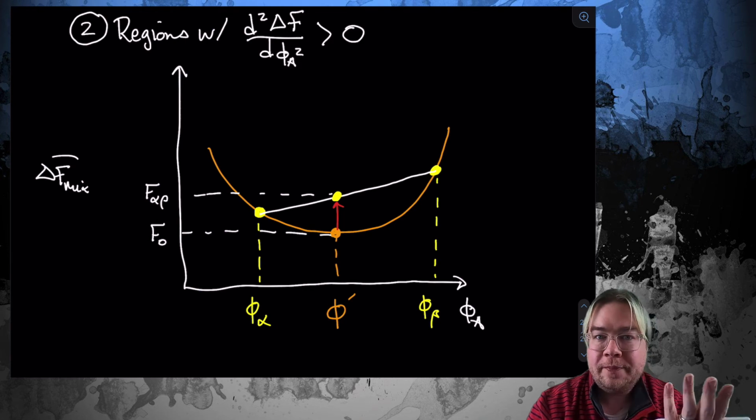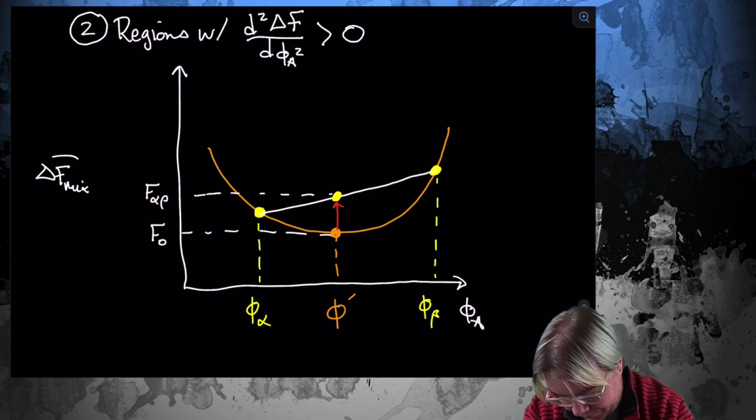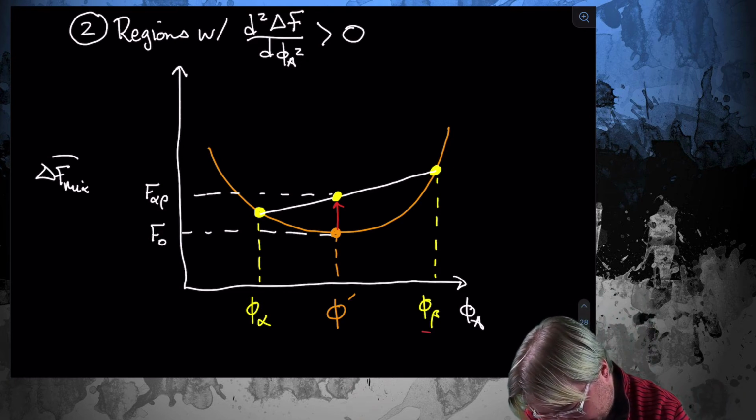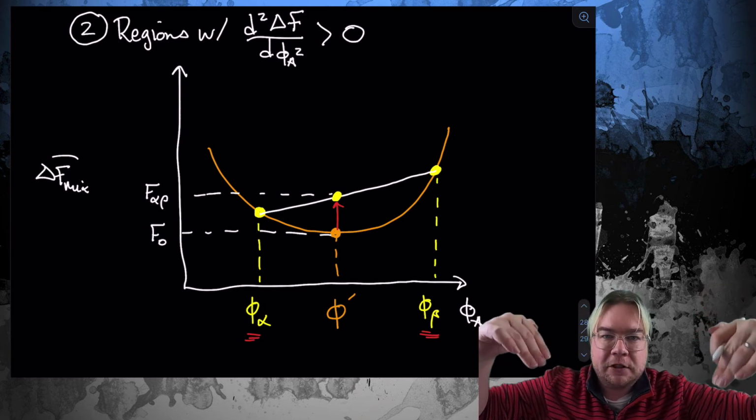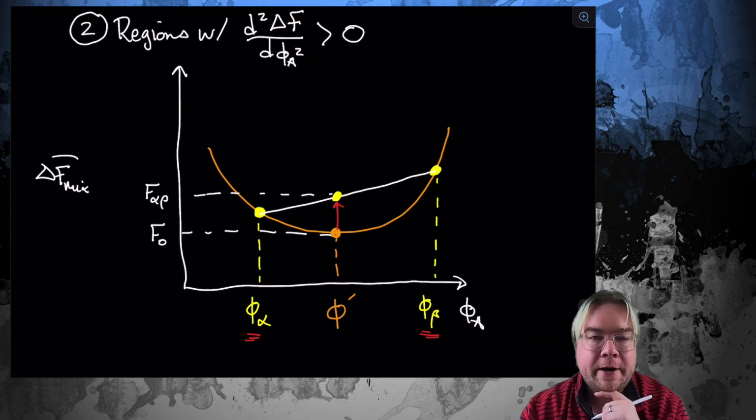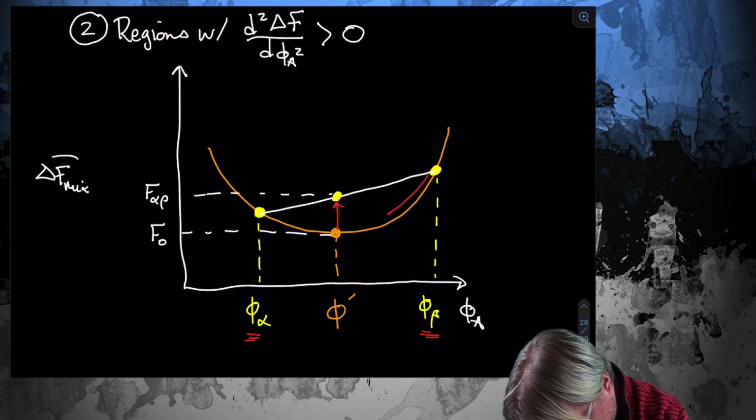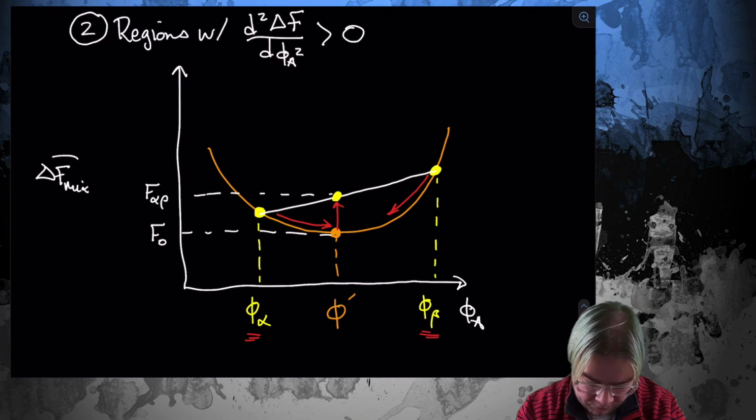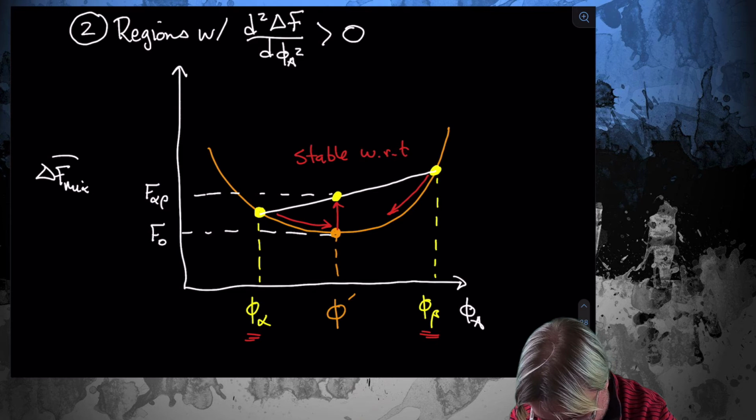Okay. So I still formed the phase. I mean, the free energy went up. I still formed the phase, but I still have fluctuations happening. And I can have fluctuations that further enhance the composition of the beta phase and the alpha phase. Or I can have fluctuations that drive those phases back towards phi prime. So the free energy will always increase unless those two phases go back to phi prime. So in other words, this is stable with respect to composition fluctuations.